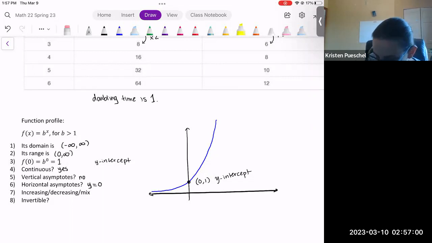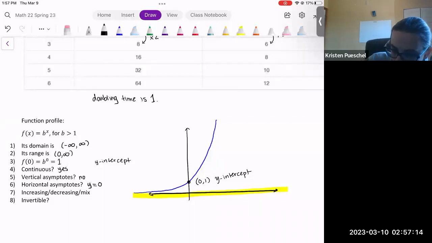So we can see here that this blue curve is going to get very close to this yellow line along the x-axis, which is the line y equals 0. And so we would say, yes, this has what's called a horizontal asymptote, a line that the function values get arbitrarily close to. This function is always rising, and so we're going to say it's increasing. And it's certainly invertible.